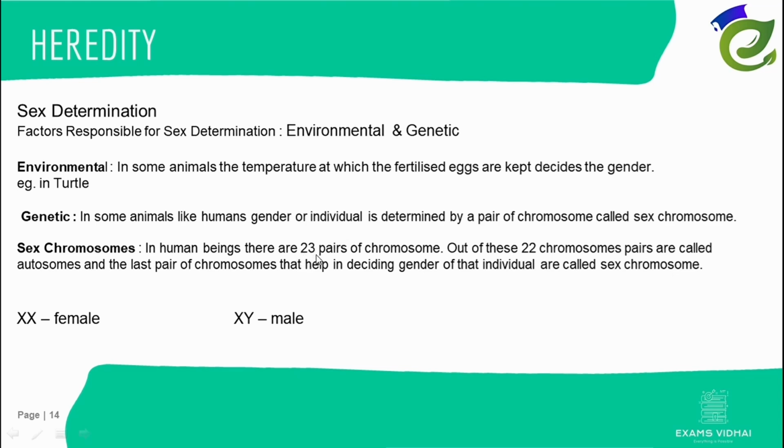Humans will be having 23 pairs of chromosomes, out of which 22 pairs are autosomes and the 23rd one is the sex chromosome. Generally female will be having XX chromosomes and male will be having XY chromosomes. And this is also another important question. XX is female, XY is male.